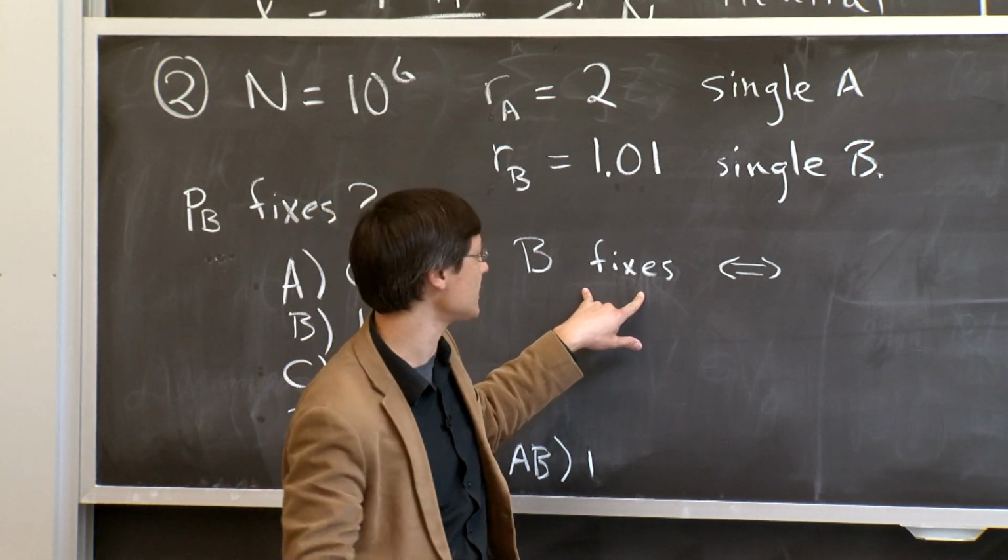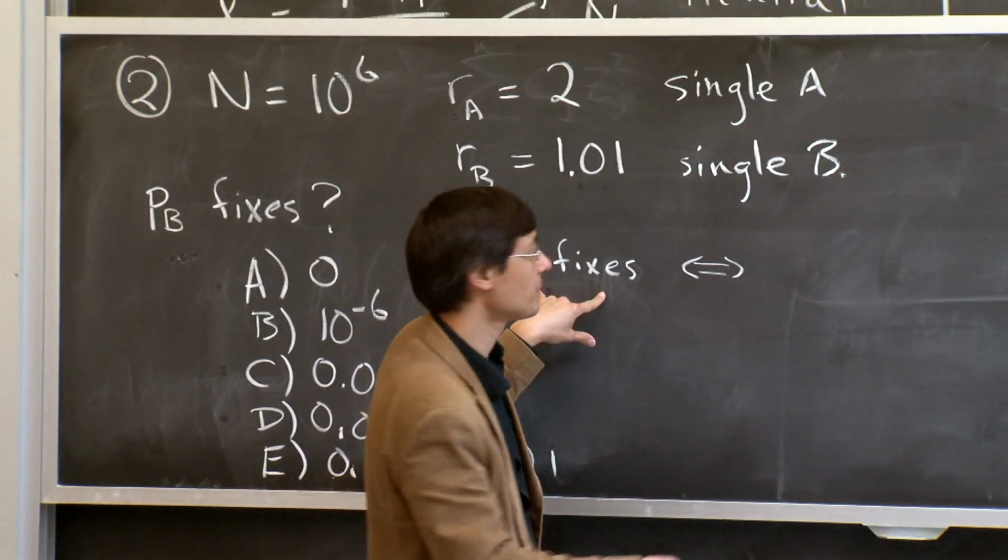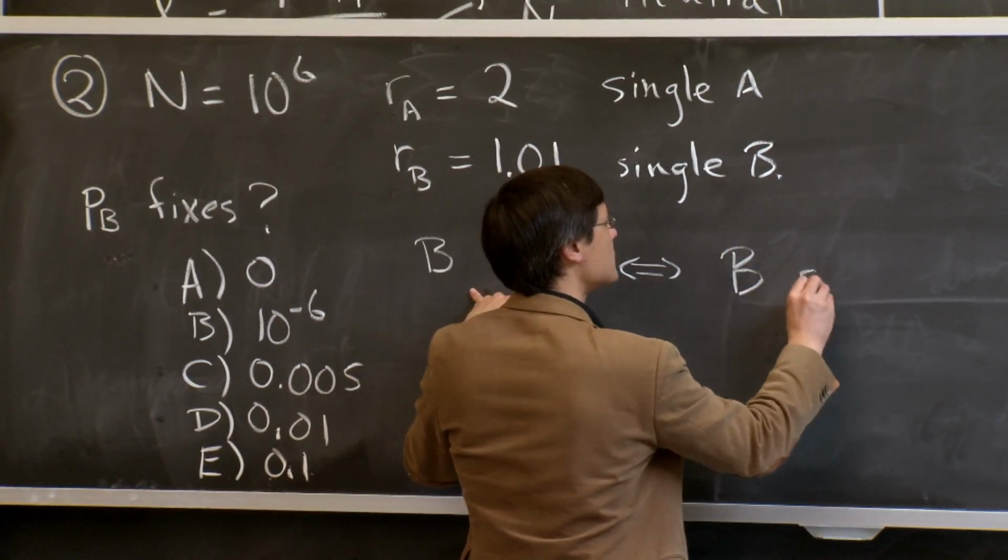But that's precisely what's happening. So for B to fix, it requires two things to happen, right? First, B has to survive stochastic extinction.